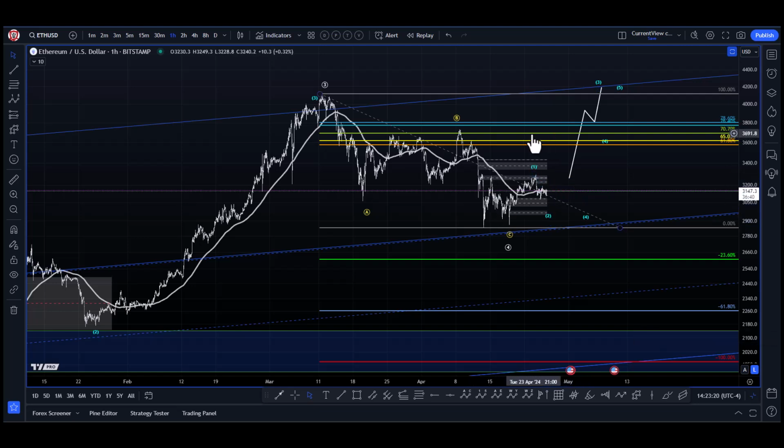So why force? Right? Again, even if it runs like this, you're going to have little retracements to get in. Don't FOMO your way in. All right, let's go look at some alts.